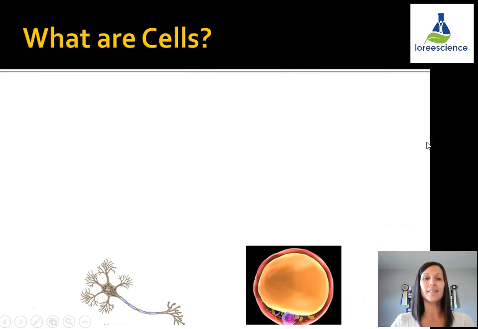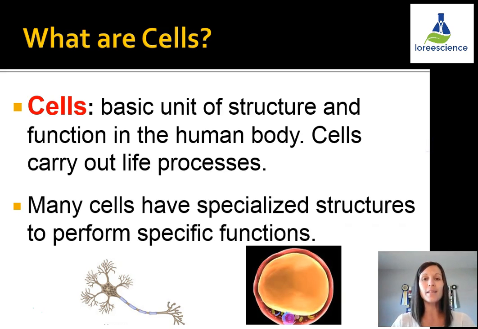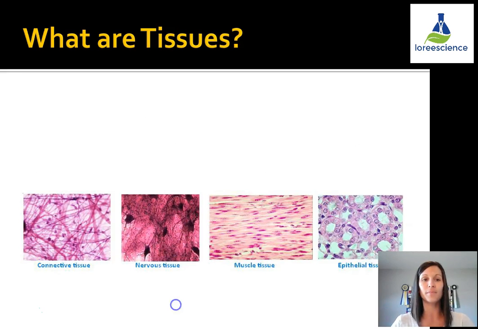So what is it that makes something a cell? Well, cells are a basic unit of structure, and they have a particular function. They carry out a particular life process. Many of the cells, as we've talked about in previous lessons, have specialized structures to perform specific functions. Their structure is going to dictate their function. So in this example, we have a nerve cell with lots of different projections and protrusions to allow it to communicate better with many different cells, seeing as that is its function.